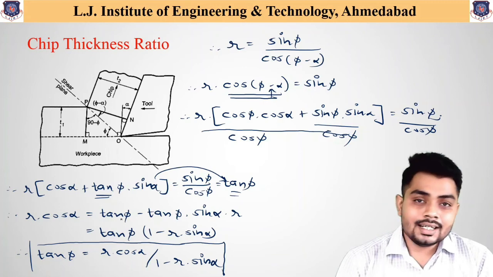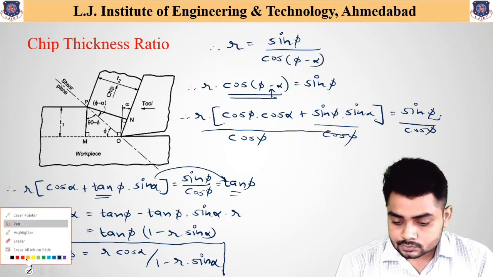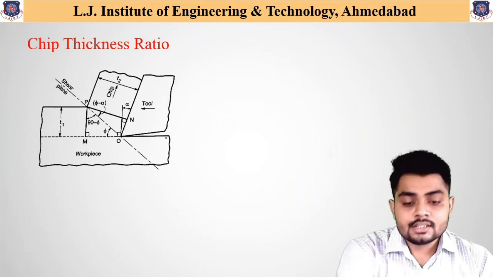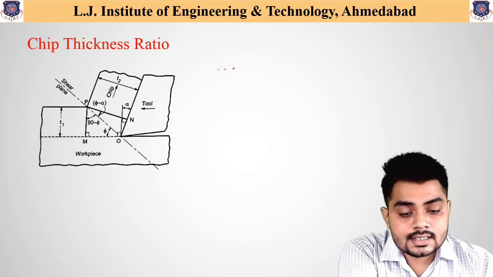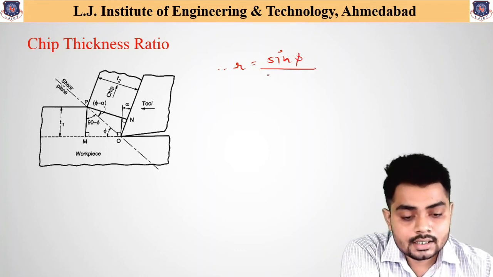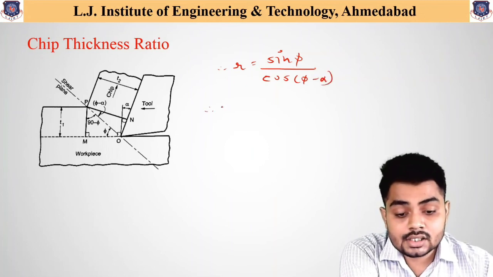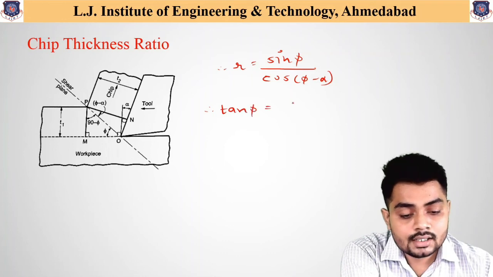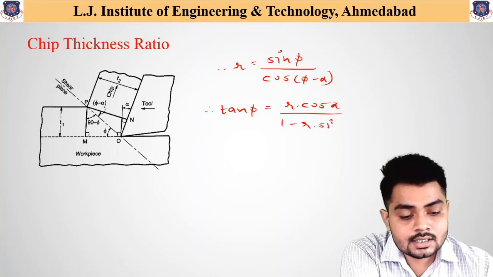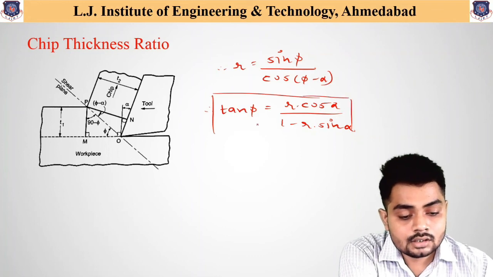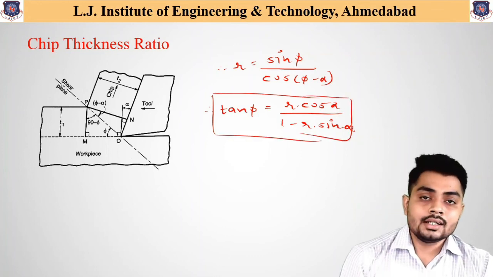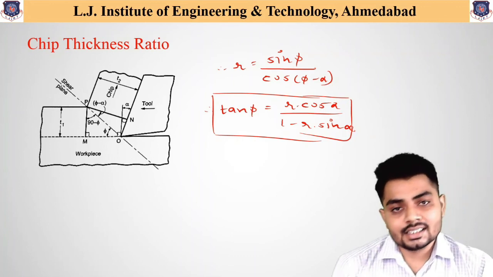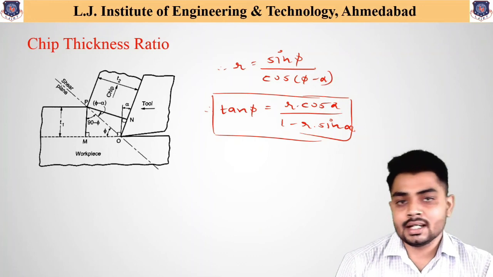So rewriting those two equations again: the first equation, r equal to sin phi divided by cos (phi minus alpha), and the second equation, tan phi equal to r cos alpha divided by 1 minus r sin alpha. So these are the two major important equations required to obtain the relation between the chip thickness ratio, shear angle and the back rake angle.